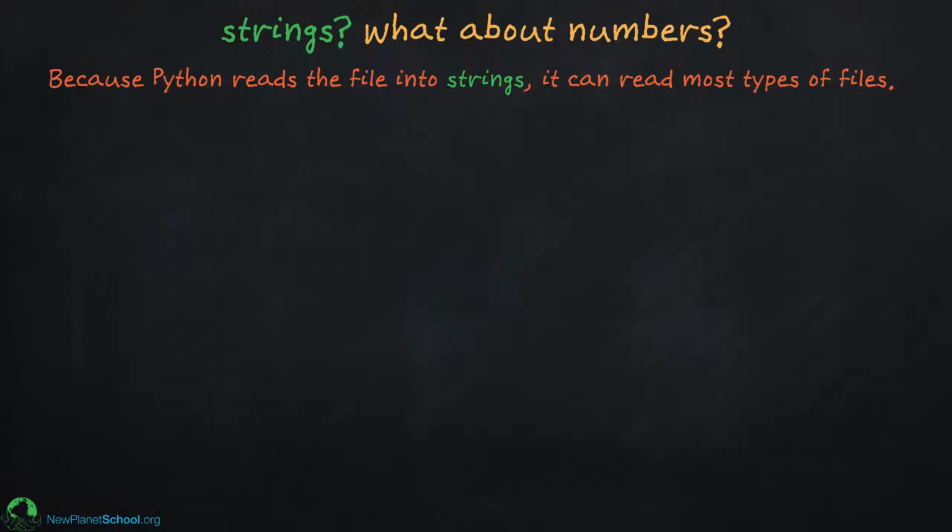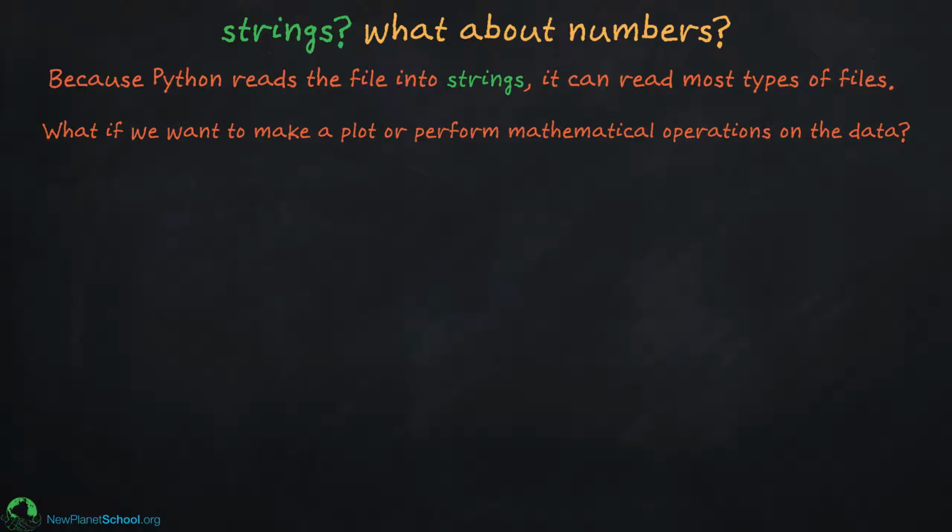So one of the examples I'll give later is where you could have strings and numbers in the same file. And that's really convenient because you may not know ahead of time what is a string and what is a number, because maybe you haven't even looked at the file. Maybe you've never seen it before. And that's often the case. Okay, so what if we want to perform mathematical operations on that data? It's really interesting what Python does.